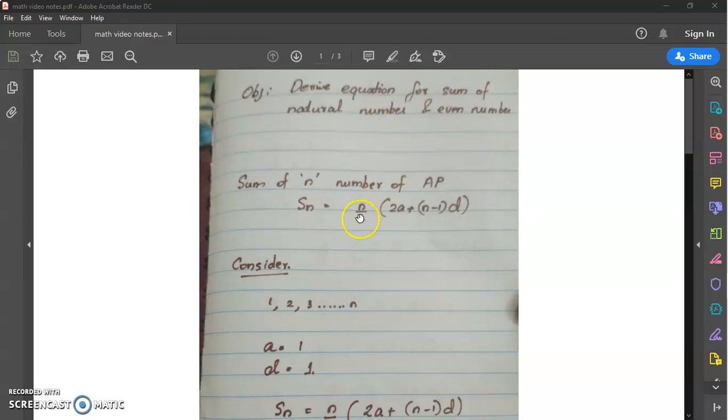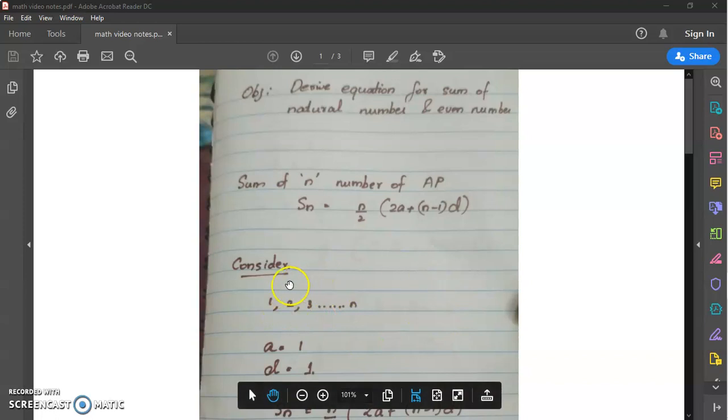So, what is a natural number? Natural numbers are 1, 2, 3 going till n, right? It can be till infinity. So, let's consider 1 to n numbers. This n can be anything. Could be 10, could be 15, we don't know. So, since we don't know, we're just going to take it as n.